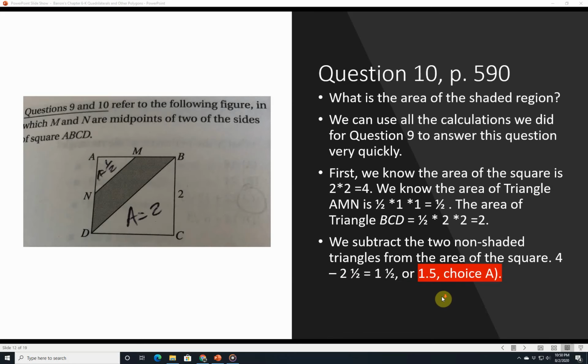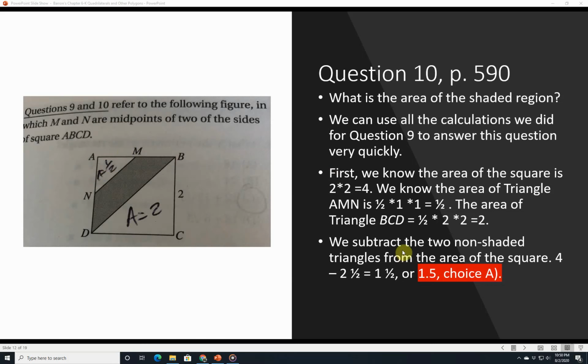And all right. Question 10, page 590. What is the area of the shaded region? Well, we can use all the calculations we did for question 9 to answer this question very quickly. First, since we already know the area of the square is 4, we know the area of triangle AMN is just 1/2 times 1 because the base and the height are both 1. You multiply by 1/2. So this area is 1/2, as you can see I wrote in my copy of this book.